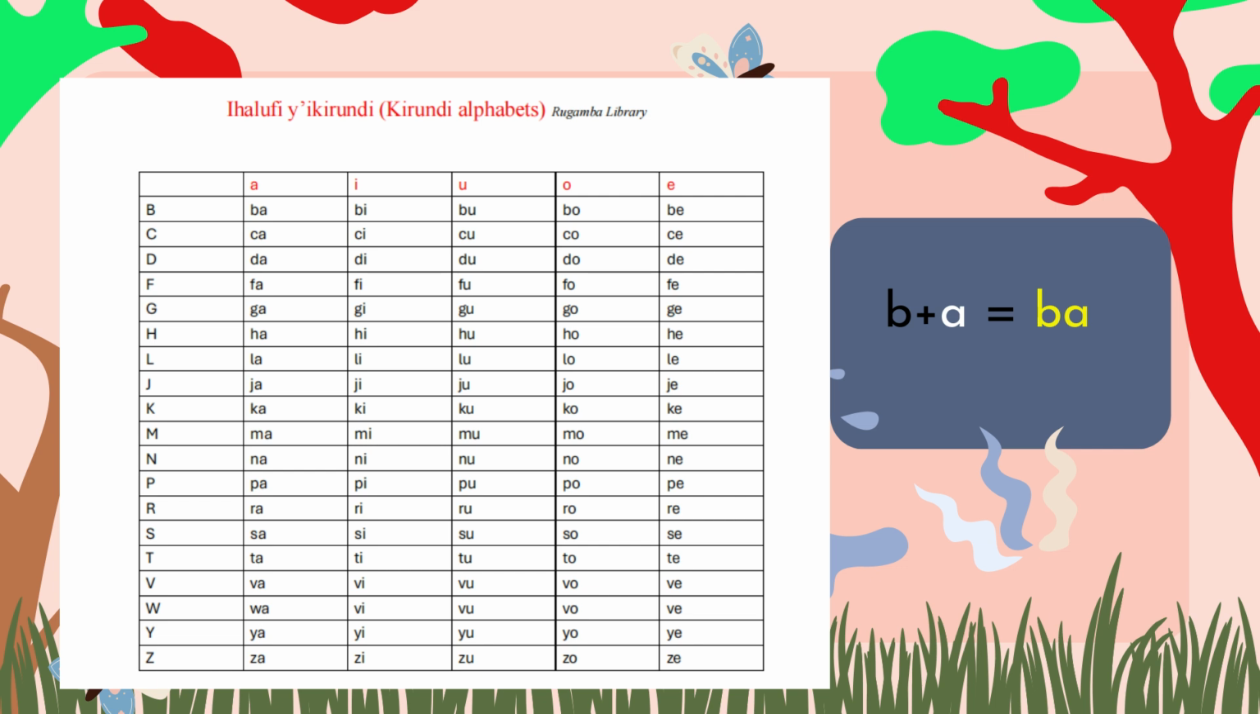Now we go to che as C, right? Che na a ni cha. Che na i ni chi. Che na o ni chu. Che na o ni cho. Che na e ni che. Right? Try one more time.